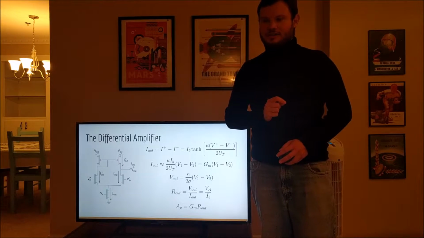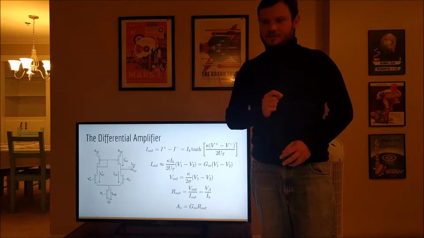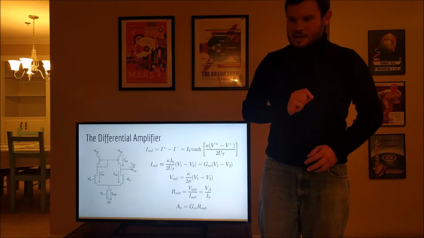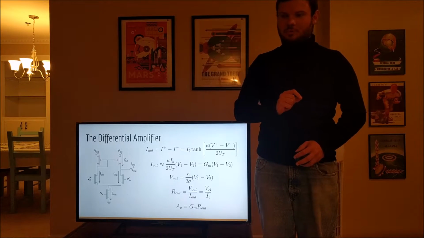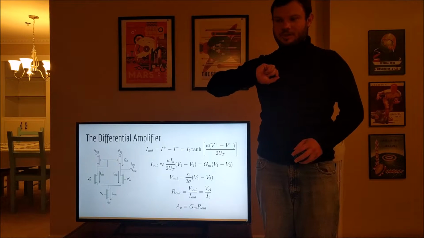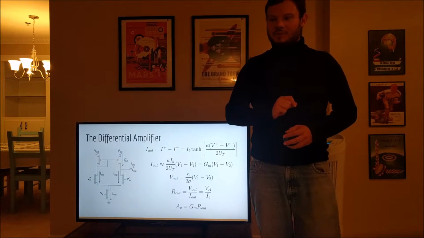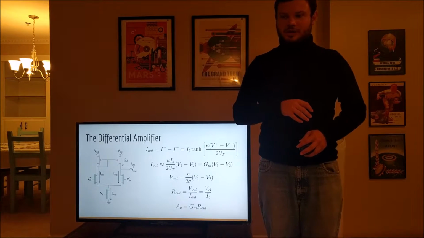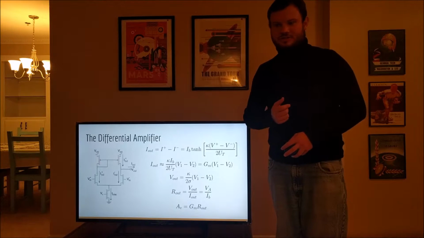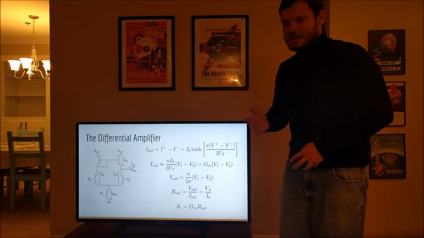To simplify analysis, we apply the assumption that the differential input is small. In this limit, the expression for output current becomes linear, and we determine it from the transconductance of the amplifier. With expression for output voltage and output current, it is straightforward to determine output resistance. We can also see that the voltage gain is simply the product of these two.